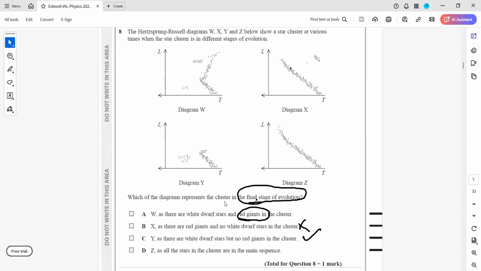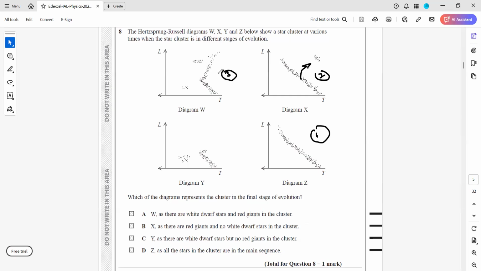And what about Z? All the stars in the cluster are in the main sequence, but that is not the final stage. That is the beginning. In the beginning, it will be like this. Then this is what happens. If I list them, this is the first stage. We'll have a main sequence. Then some of the main sequence will turn into red giants. Then some of the red giants will turn into white dwarfs.